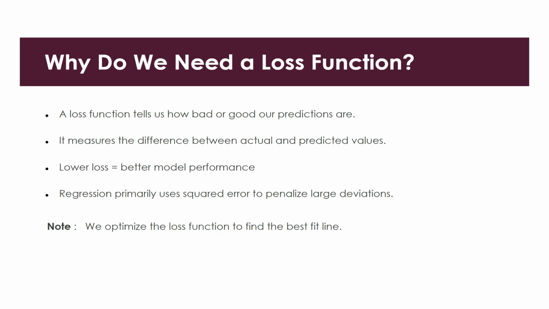Our aim is to reduce the loss function as much as possible so the predictions become accurate. In regression, we usually use something called a squared error loss because it increases the penalty when the model makes large mistakes.